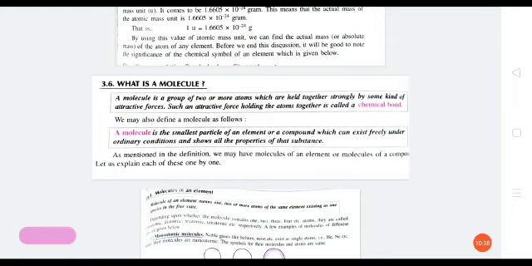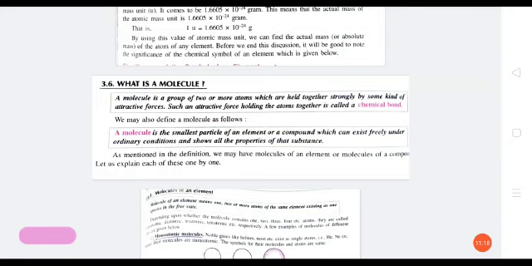Now, next is: what is a molecule? A molecule is the smallest particle of a substance, either element or compound, which has the properties of that substance and can exist in the free state. Molecules can be formed either by the combination of atoms of the same element or of different elements. Depending on this, there are two types of molecules: molecules of elements and molecules of compounds.